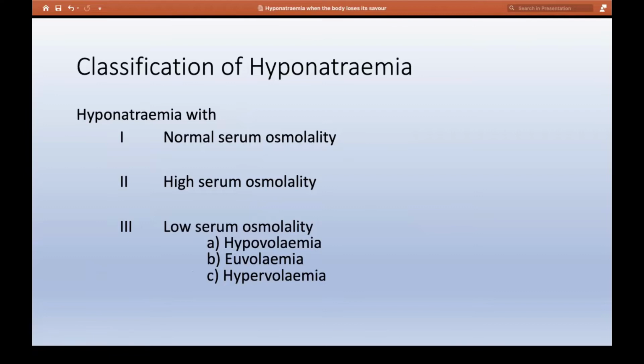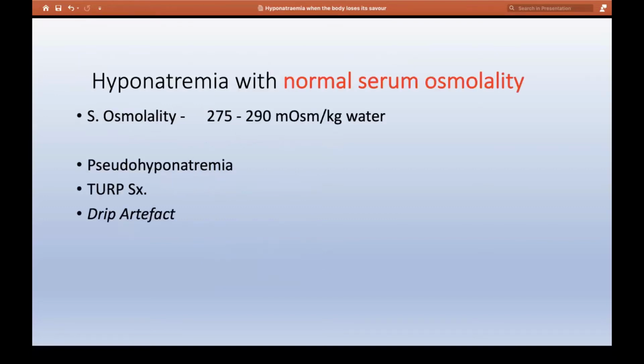So how do you deal with it? Hyponatremia can be classified into 3 categories. You get the normal serum osmolality, the high serum osmolality, and more importantly, what we see commonly is low serum osmolality, which can occur with hypovolemia, hypervolemia, or euvolemia. If I may reiterate, hyponatremia can have normal osmolality, high osmolality, or low osmolality. And low osmolality can manifest with high, normal, or low volume status. We will go one by one.